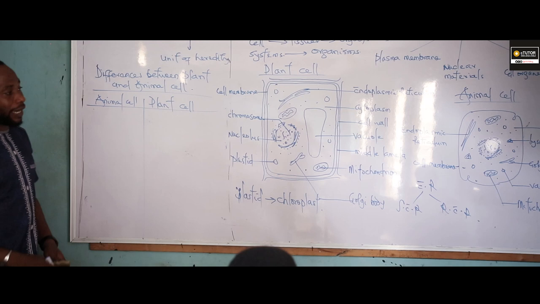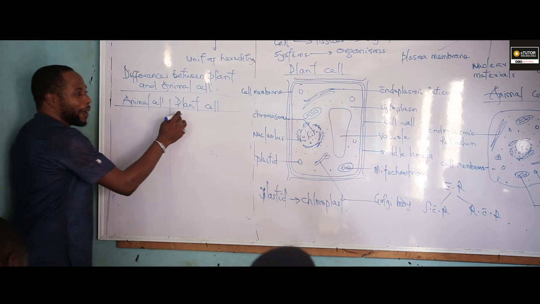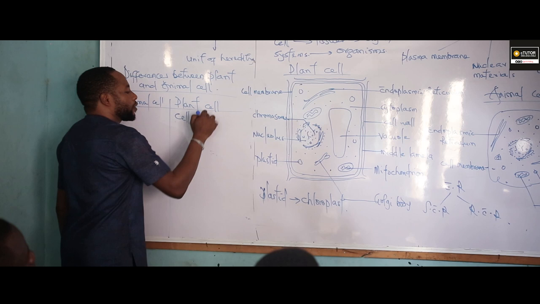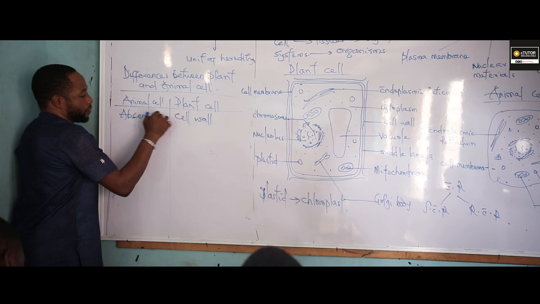Let's differentiate. What can you see in plant cell that is not in animal cell? Cell wall. That's number one. So plant cell has what? Cell wall. Then in animal cell, the cell wall is what? Absent. Do you understand that? Then what are the other things that you can see that differentiate plants from animal cell?